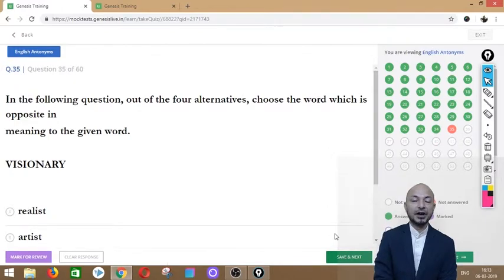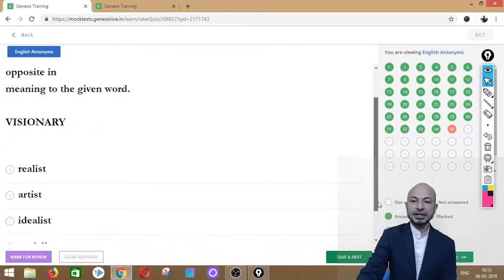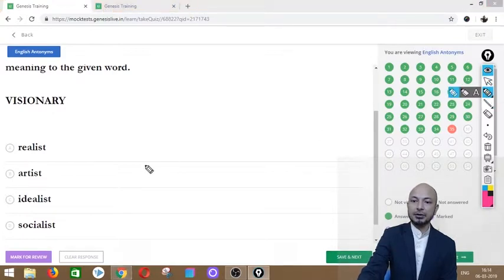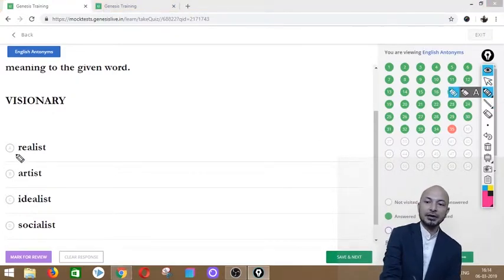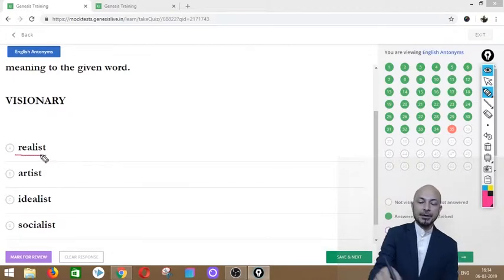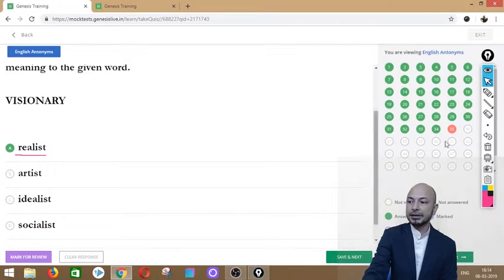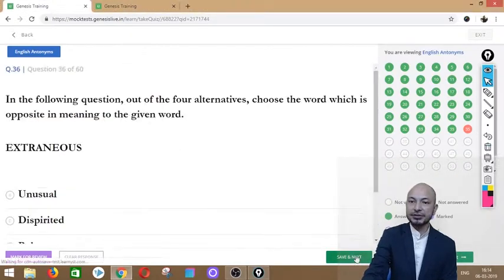Moving on to question number 35. The word again is visionary, but the options are different. So let's look at the options. They say realist, artist, idealist, and socialist. And the correct option is option A, which says realist. So visionary is someone who has a lot of imagination and who can plan for the future. And realist, on the other hand, is someone who is only thinking about the present moment, who is very practical. So they are the closest antonyms we have here. So we click option A and say next.